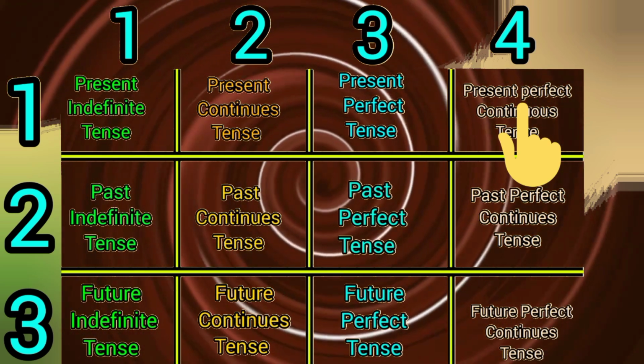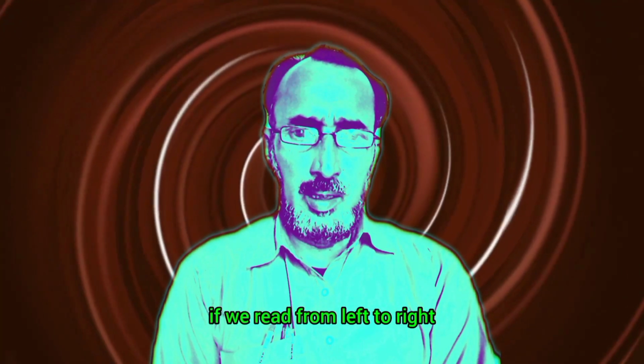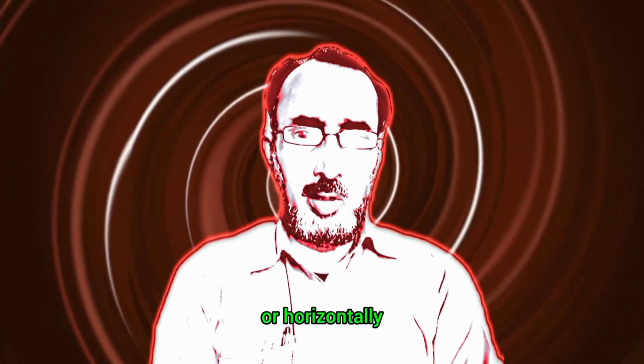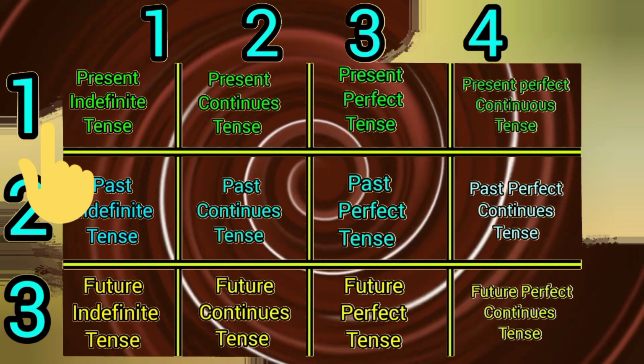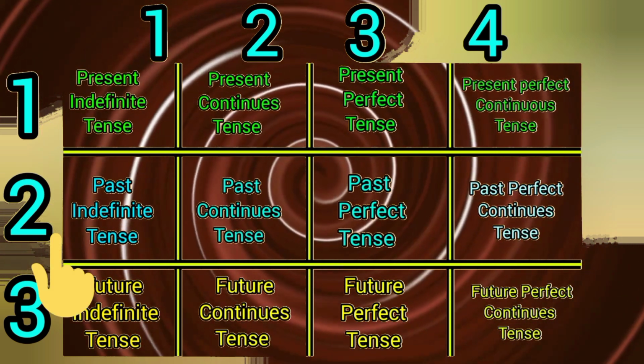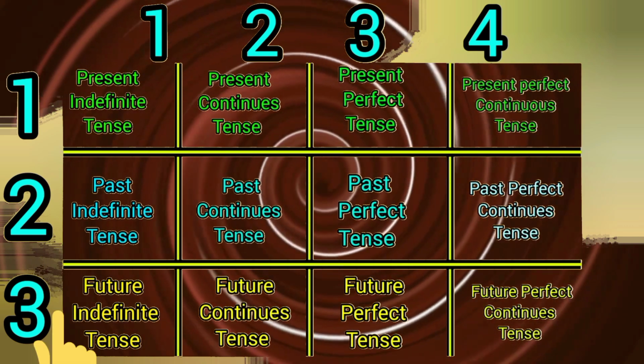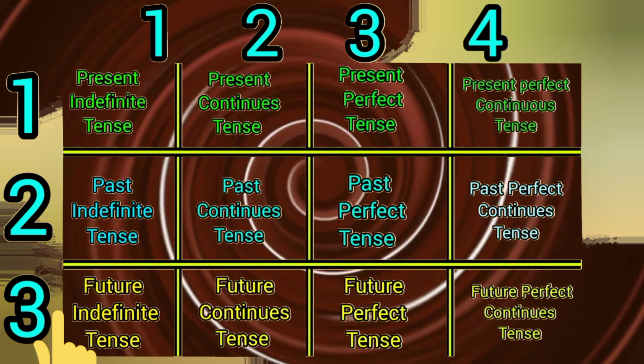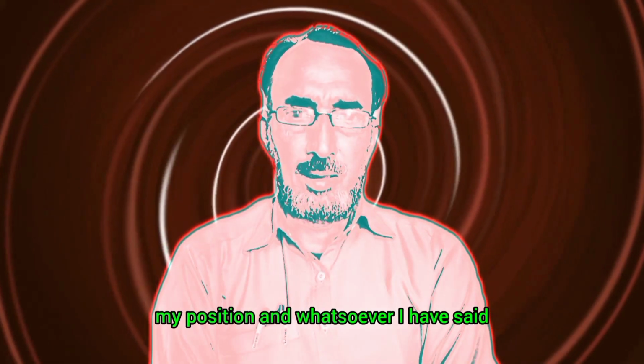continuous tense. If we read from left to right or horizontally, the first line will be of present, the second line will be of past, and the third line will be of future. I hope that my motto, my position, and whatsoever I have said will be understood by you.